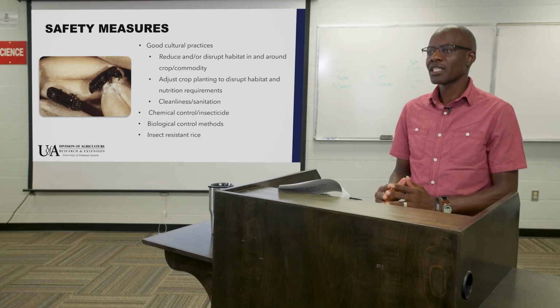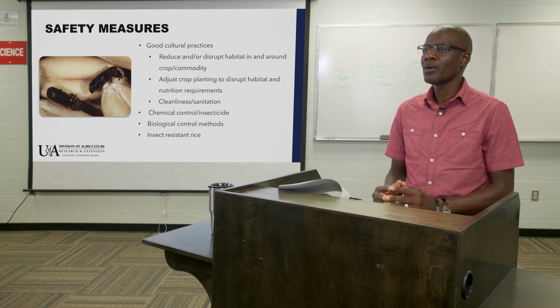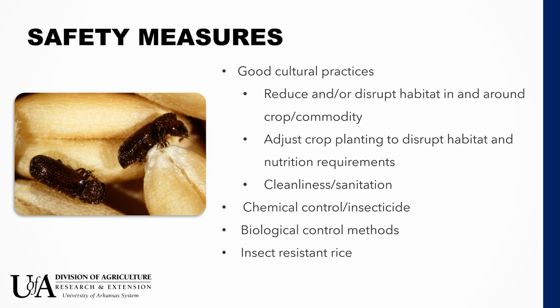There are various safety measures that we can take in order to mitigate some of the problems that arise from insect infestation. These include good cultural practices. These practices should help reduce or disrupt the habitat around the commodity. They could also include adjusting the crop planting. Whenever that is done, it helps disrupt the habitat and also the nutritional requirement of the insects.